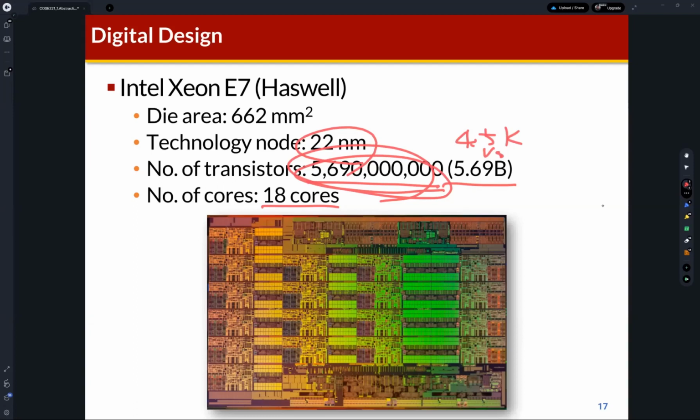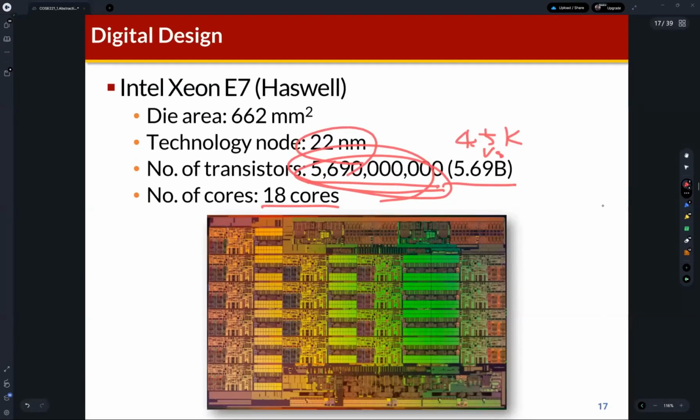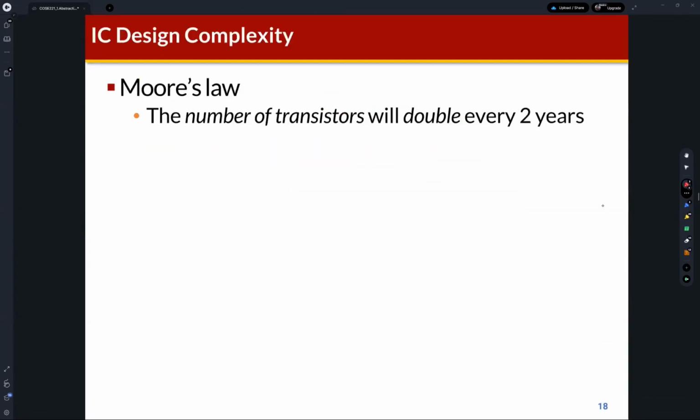Then, how can we build these complex systems? This is based on the fundamental concepts of digital logic design. So it starts from the basic digital logic design, which you will learn in this course, right?